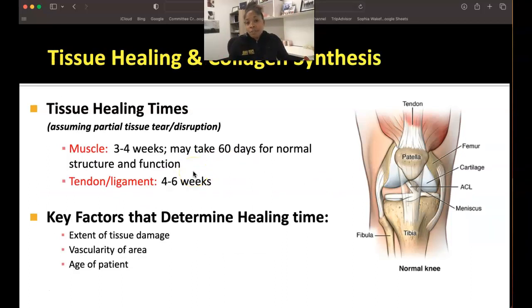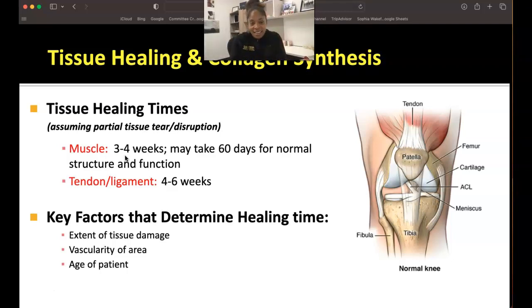Okay, I'm going to give you some general tissue healing and collagen synthesis times. Again, every patient is a little bit different, but here are some of the hallmark healing times for muscle. You have about 3 to 4 weeks for tissue healing to occur. But depending on the tear or the degree of the injury, it may take 60 days for it to regain normal structure and function, for that type 1 collagen, that strong collagen, to lay down.